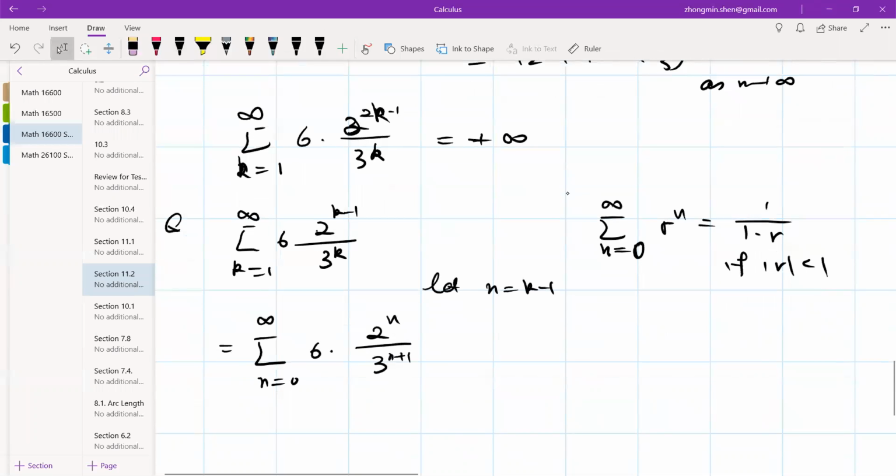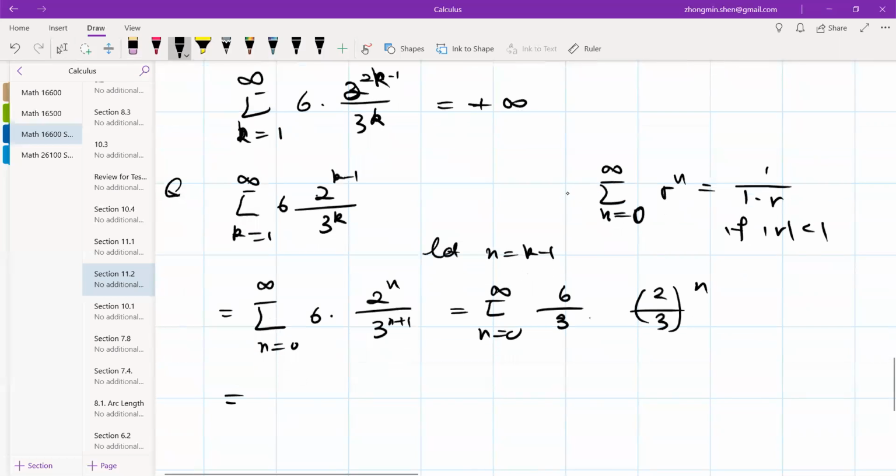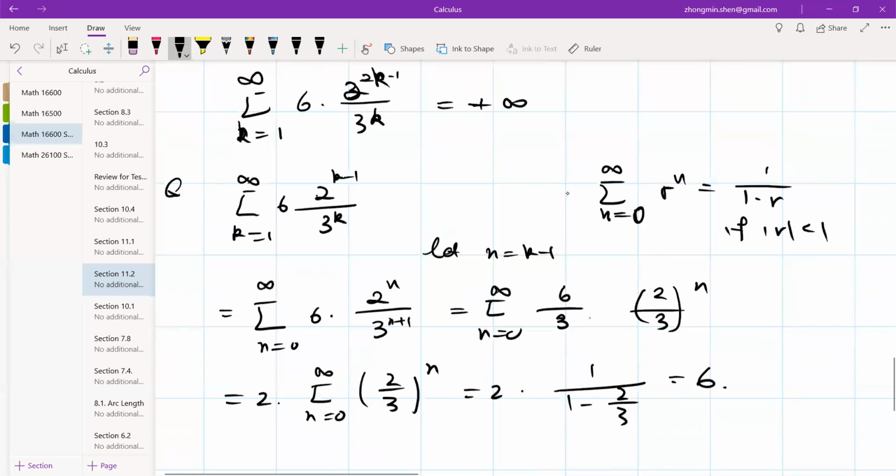Now I take the 6 here, and 3 to the power n. I'm trying to rewrite it in the form above, so I take a 2 out. Now it's exactly the same form, with n starting from 0. So you will get 2 over 3 here, and the denominator is 1 minus 1/3. Turn this upside down, and you get 2 times 3, so 6. So the limit is 6.